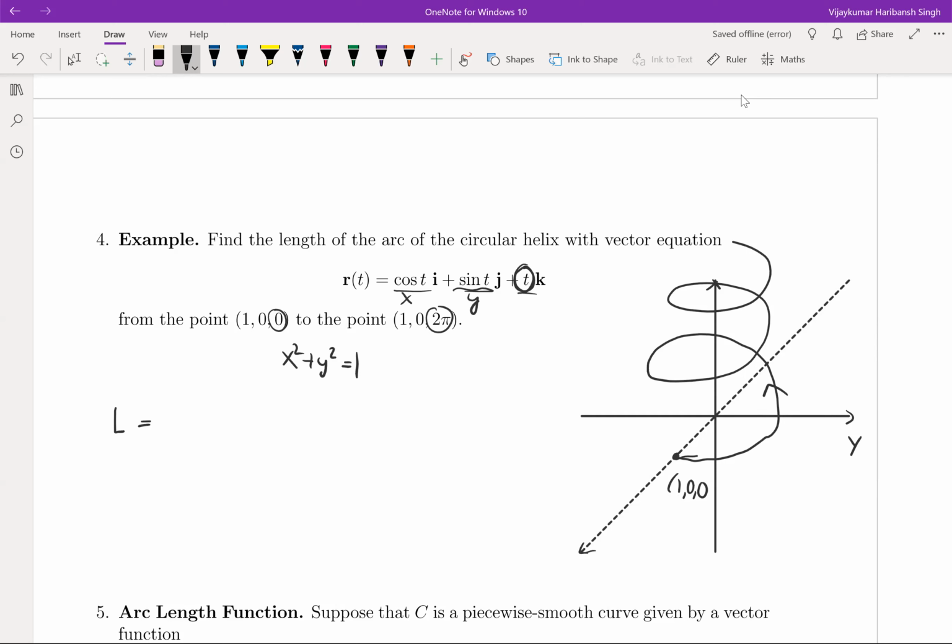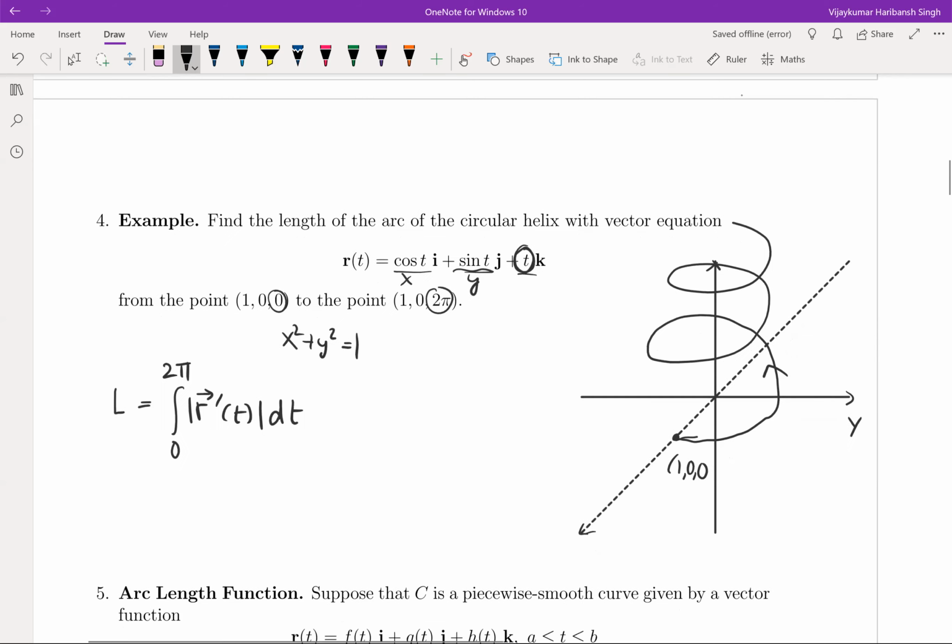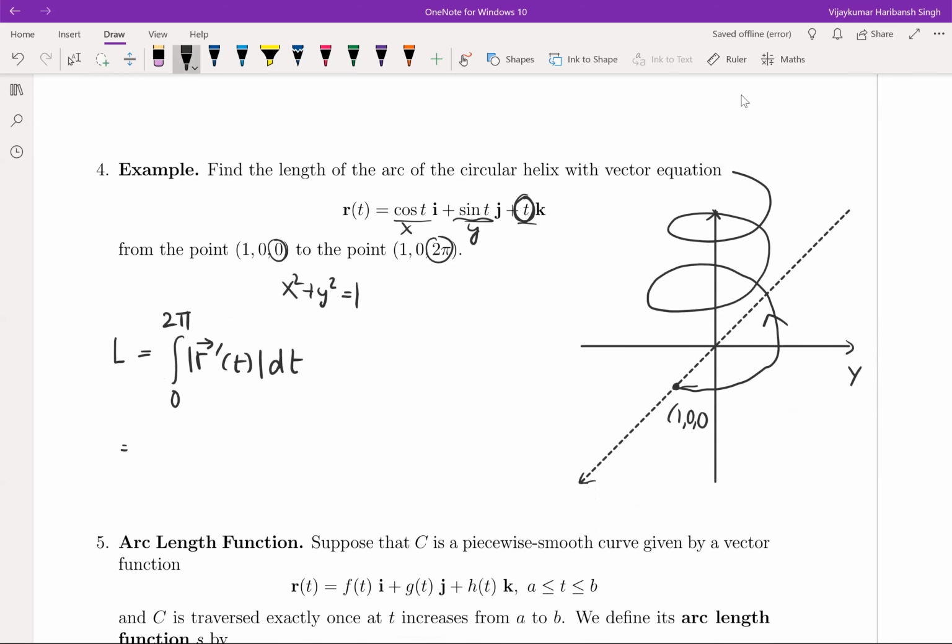So we have L is the integral from 0 to 2 pi of the absolute value of r prime of t dt. So before we compute that, let's compute r prime of t. So r prime of t is: the derivative of cos t is minus sine t, the derivative of sine t is cosine t, and the derivative of t is 1.